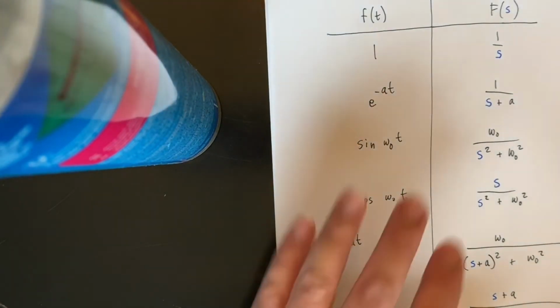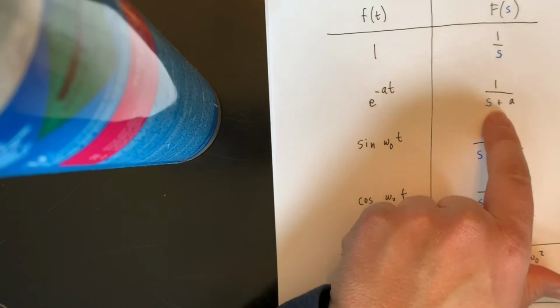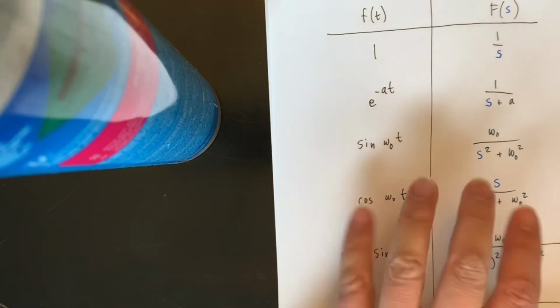So these tables are what we'll use to find the inverse transform. We'll put it in a form that we can inverse transform easily using these tables.